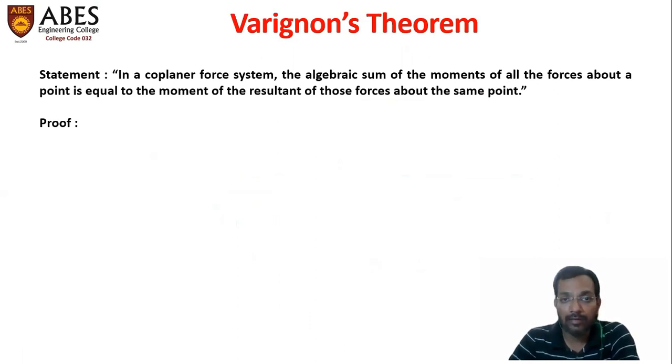Suppose there are three forces in a coplanar force system, and there will be a resultant of those forces. Suppose that resultant is R, and the forces are F1, F2, and F3. Now, let us suppose we take the moment of all these forces about a point. Let us suppose that the point is O. So the moments of these forces are, say, M1, M2, and M3.